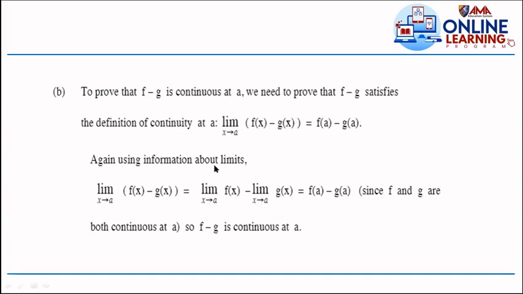Again, using the information about limits, the limit of f of x minus g of x as x approaches a is the limit of f of x as x approaches a minus the limit of g of x as x approaches a. To make this one continuous, we're going to write it in terms of f of a, and to make this one continuous, we're going to write that as g of a. So it says here, since f and g are both continuous at a, f minus g is continuous at a. So that is what it means, to make the statement continuous.